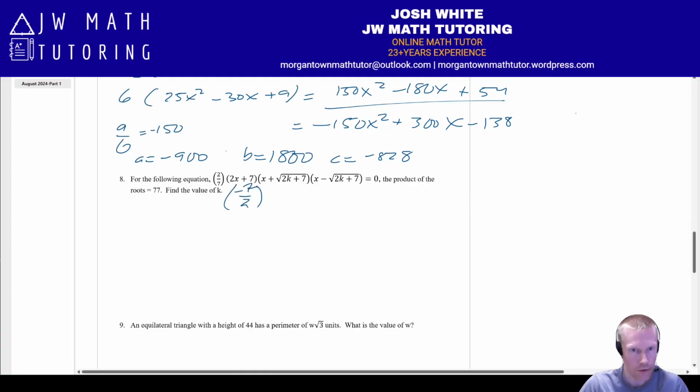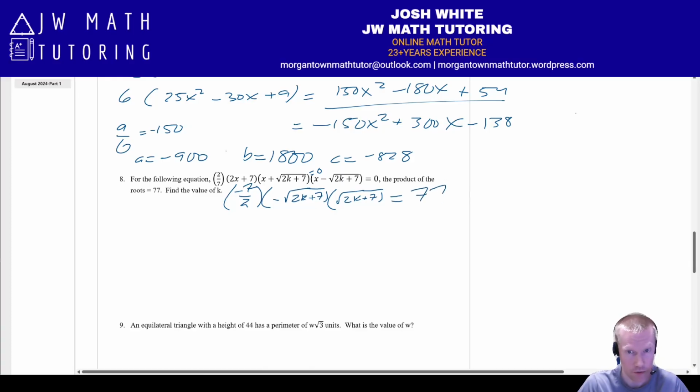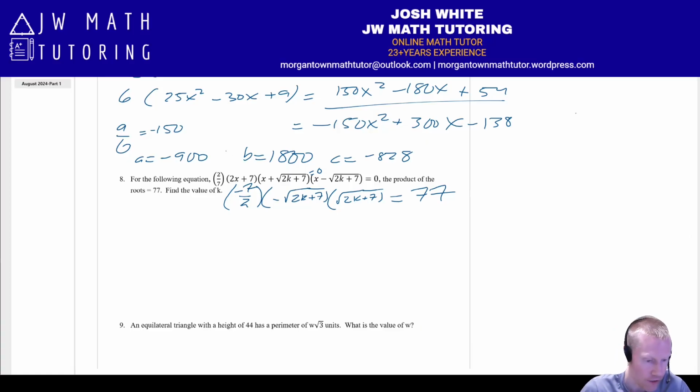The second one is going to be negative root 2k plus 7, because if you set this equal to 0, you just subtract over the whole square root, and then x equals that negative square root. And the third one's going to be positive root 2k plus 7. So these are my three roots or solutions. So I just set this equal to 77. Now, we need to just go ahead and solve this, and we're going to get the value of k.